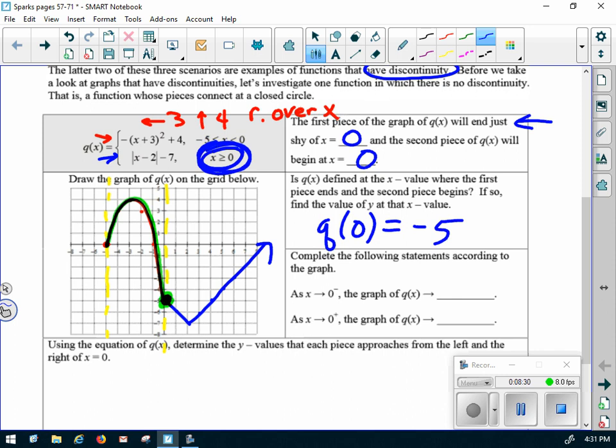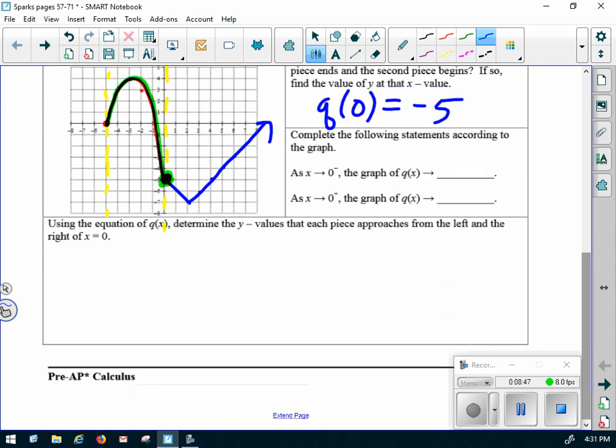Now you could also do that by plugging in here because that's the equation that owns the fence. 0 minus 2 is -2. Absolute value of -2 is 2. 2 minus 5 is -7. Now you're going to learn some new notation here. This is probably how you wrote end behavior when you were in Algebra 1 and 2. But you didn't see anything like this.